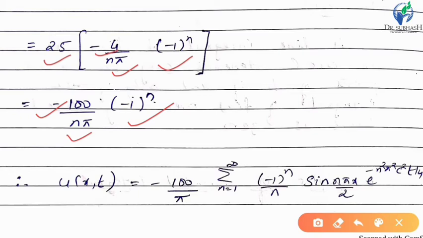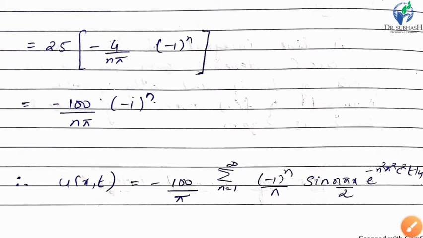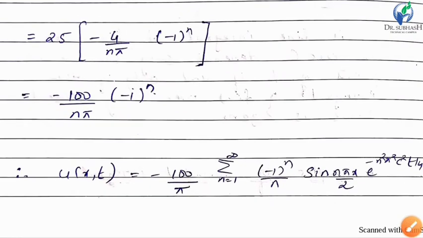Okay. So I will put this value in the formula u of xt. So u of xt equal to bn. I am putting the value of bn here. Minus 100 upon pi sigma summation n equal to 1 to infinity minus 1 raised to n upon n sin n pi x upon 2 e raised to minus n square pi square c square t by 4.